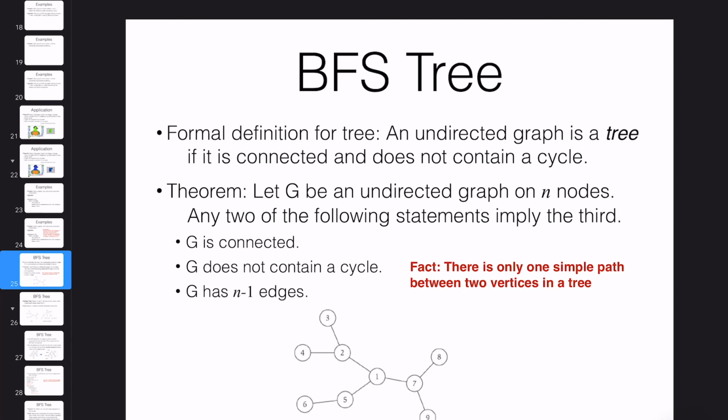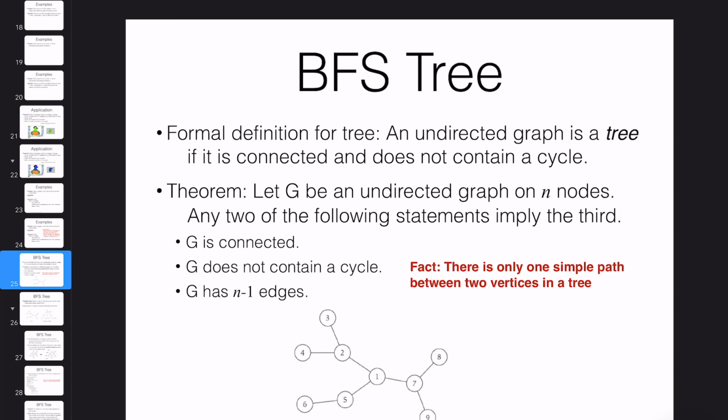So what is a tree? An undirected graph is called a tree if it is connected, all the nodes are connected to each other, and there is no cycle in that graph. Okay, so this is the formal definition of a tree. So we call an undirected graph a tree if all the nodes are connected and there is no cycle in it.